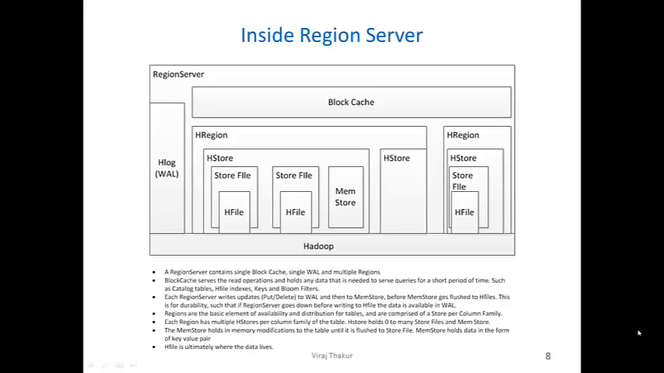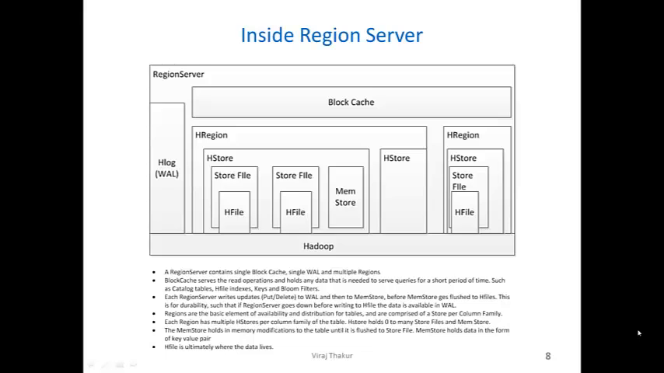Regions are the basic element of availability and distribution for tables. These are comprised of a store per column family. The mapping of regions to region servers is kept in a system table called meta. When trying to read or write data from HBase, the clients read the required information from the meta table and directly communicate with the appropriate region server.